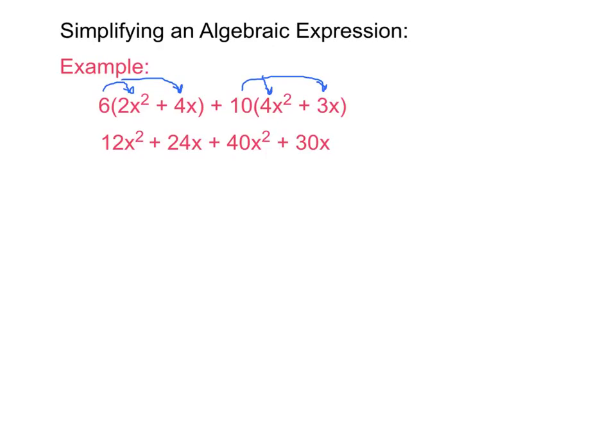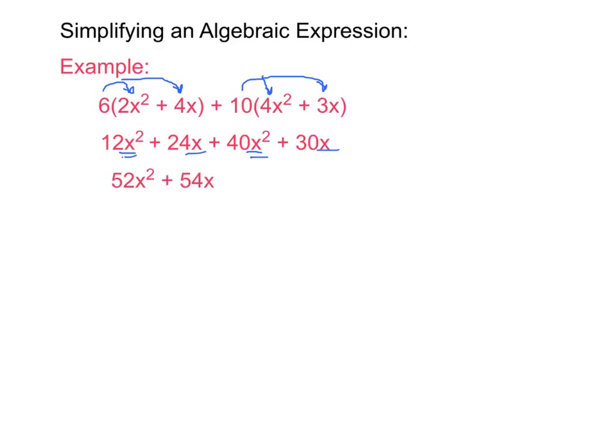Now my next step is going to involve combining like terms. So what do I mean by like terms? Like terms are going to look like this. I've got 12x squared here, and I've got 40x squared here. So those are like terms. Then I've got 24x and 30x. Those are like terms, so I can combine those terms as well.